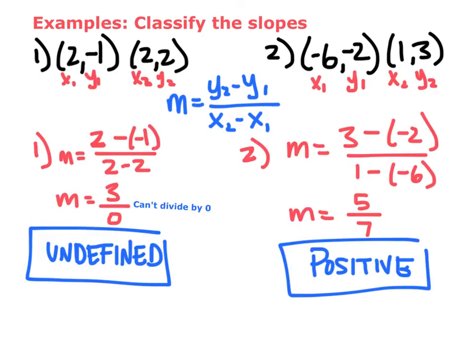All right, if you did these problems correctly, the first slope you should have got is 3 over 0. Remember that we can't divide by 0, so this is an undefined slope. If it would have been 0 over 3, however, that would have been 0. On number 2, we had a slope of positive 5 over 7, so this is a positive slope.